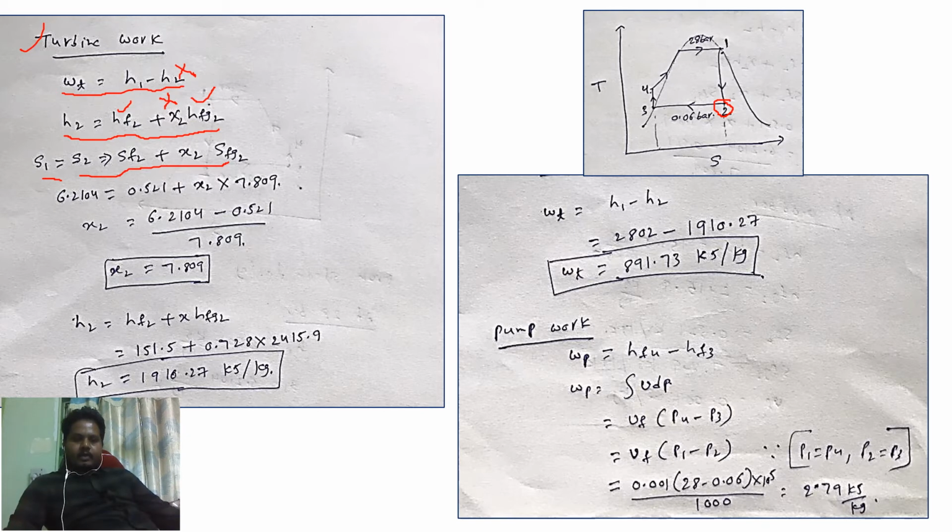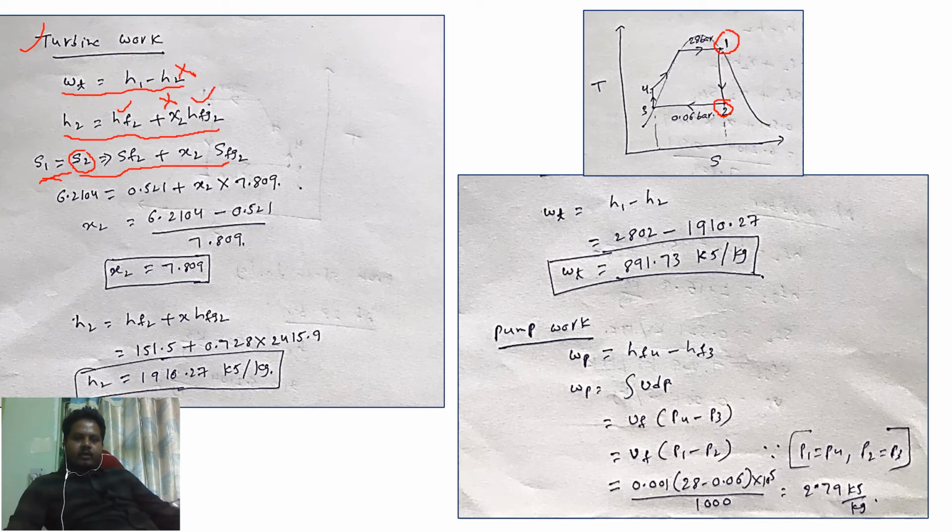Here, S2 equals S1. Why? Because the process 1 to 2 is an isentropic process, so S1 equals S2. So we can write this equation as S1 equals SF2 plus X2 into SFG2.